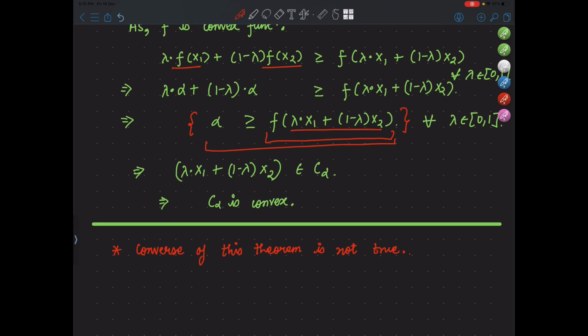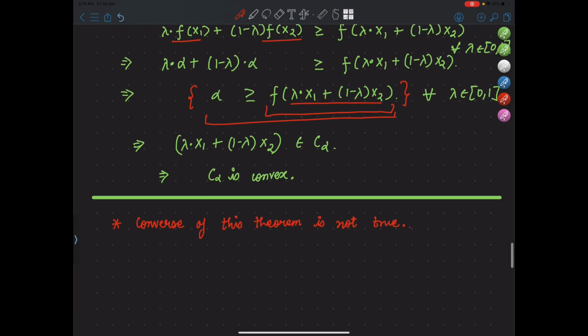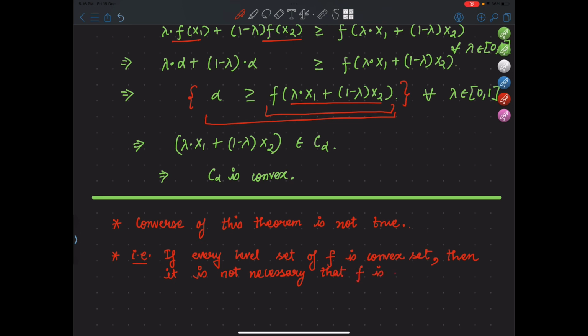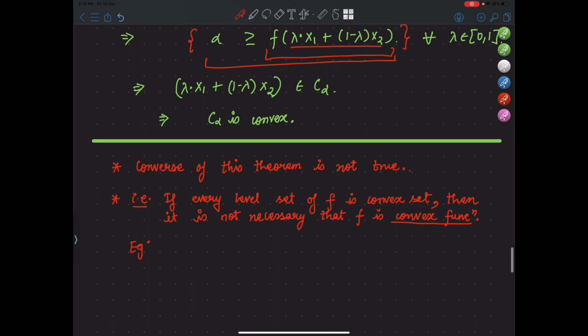Okay, that is, if every level set of f is convex, is a convex set, then it is not necessary that f is a convex function. Can you think of some example for this?